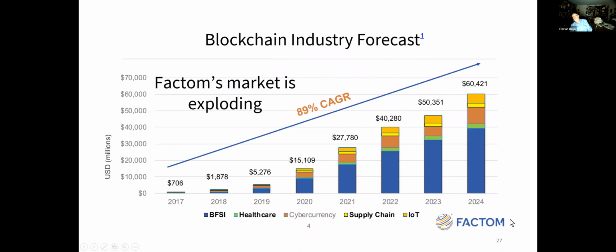That slide I borrowed from the company called Factom. And you can see here their projection of where the blockchain industry will go. The blue bar is financial application, just within the financial industry. This is cybercurrency, including Bitcoins. Supply chain is the yellow bar, and overall IoT, Internet of Things, which some people, by the way, consider supply chain as a special case of. But that's where the projections are.